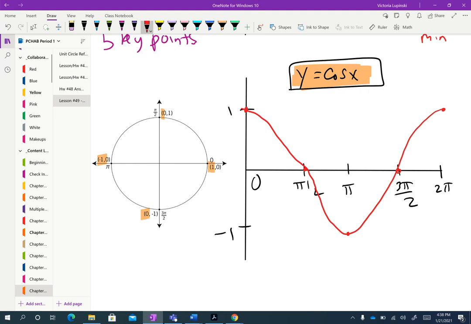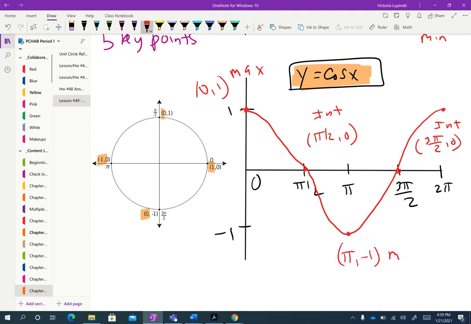It's kind of U-shaped. Then we're going to go through and we're going to go ahead and label, again, those 5 key points. So starting here, this is the point pi over 2, comma 0. This is the point 3 pi over 2, comma 0. And those would, of course, both be intercepts. Then up here at the point 0, comma 1, that would be the maximum. Down here at the point pi, -1, that would be the minimum. And then up here at the point 2 pi, comma 1, that would, of course, be the maximum.